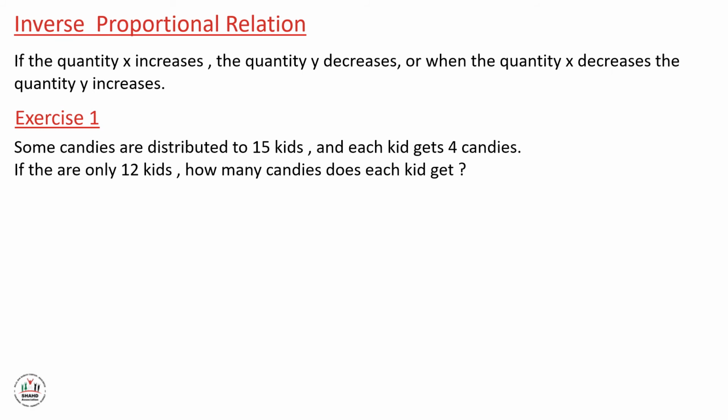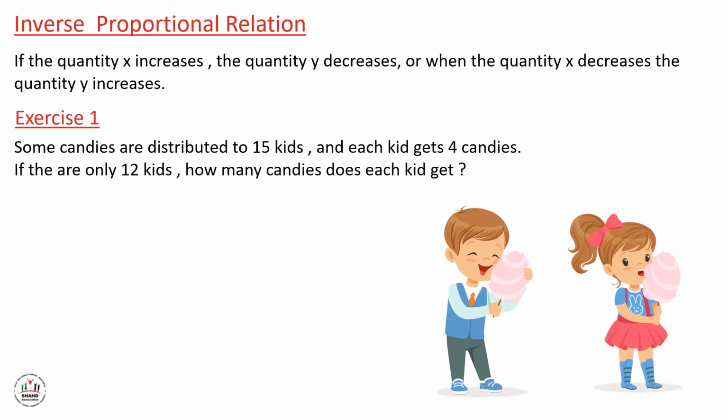Some candies are distributed to 15 kids, and each kid gets 4 candies. If there are only 12 kids, how many candies does each kid get? So it's obvious that as the number of children increases, the number of candies for each kid will decrease. So it's the inverse proportional relation.